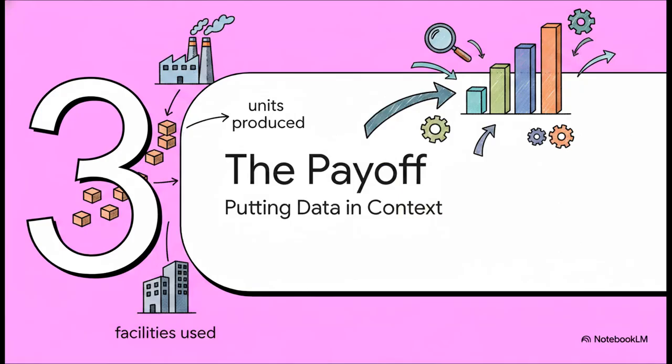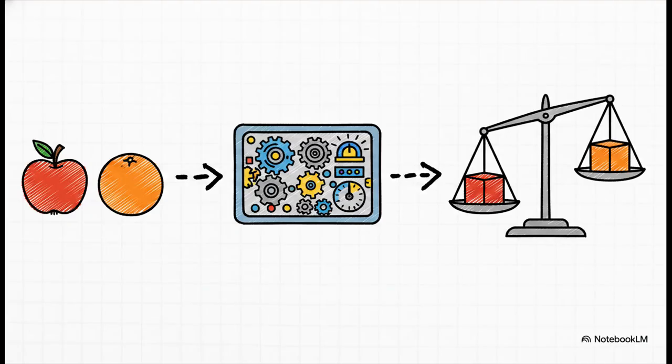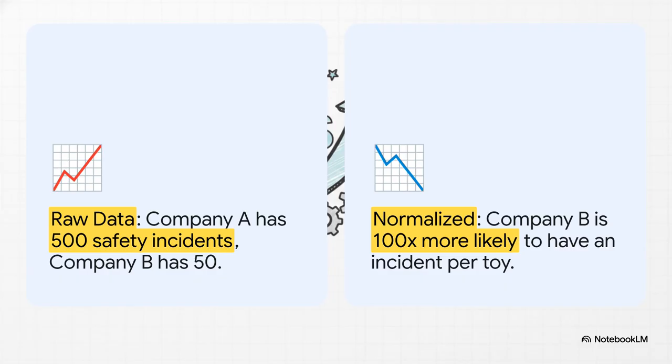Okay, so we've got these two numbers, units produced and facilities used. So what? How does this actually help us? Well, this is the payoff. This is where it all comes together. These simple numbers matter so much because they unlock the power of normalization. That's just a fancy word for taking raw data and putting it into a context that finally allows for a fair apples-to-apples comparison.